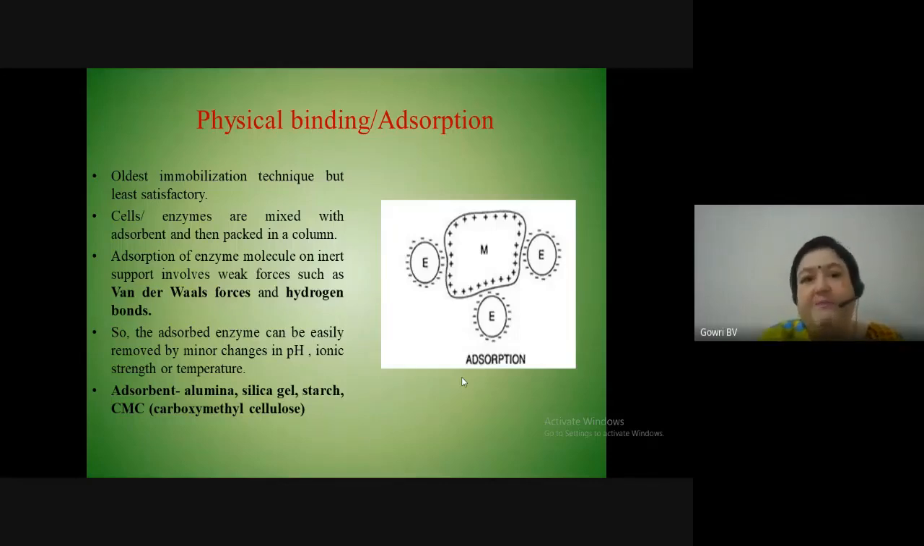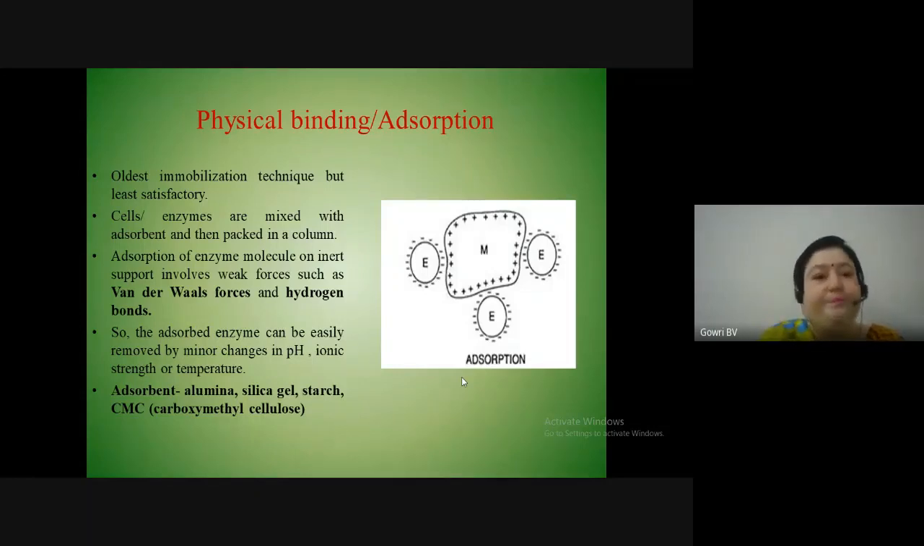I repeat, physical binding is the oldest immobilization technique but least satisfactory. Cells and enzymes are mixed with adsorbent and then packed in a column. Adsorption of an enzyme molecule on an inert support involves weak forces such as van der Waals forces and hydrogen bonds. So the adsorbed enzyme can be easily removed by minor changes in pH, ionic strength or temperature. And the adsorbents used include alumina, silica gel, starch and carboxymethyl cellulose.